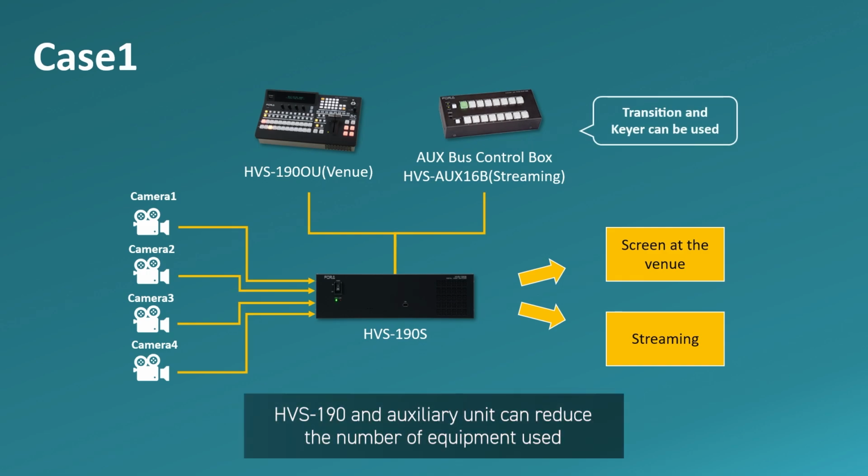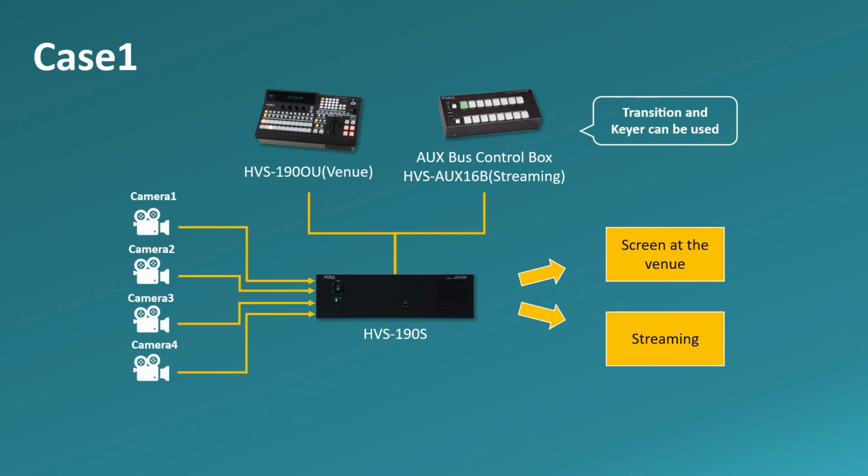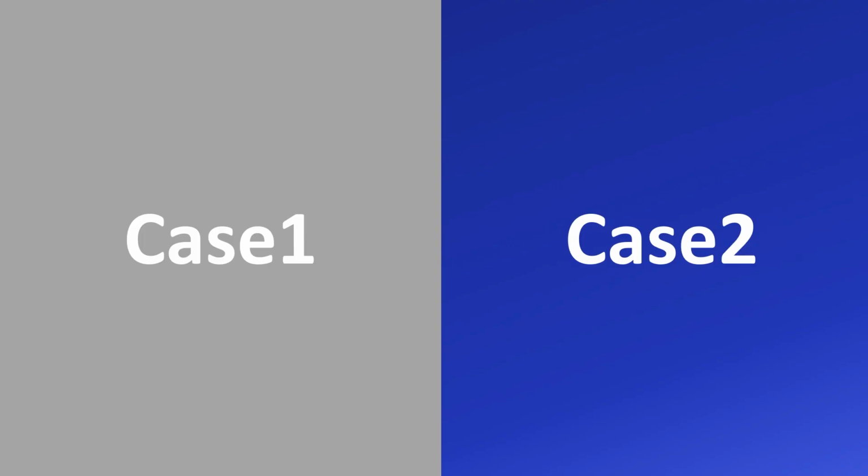In this way, the HVS-190 and auxiliary unit can reduce the number of pieces of equipment used. It is also an effective solution for programs where it is not possible to send out an OB van. Next is another case.